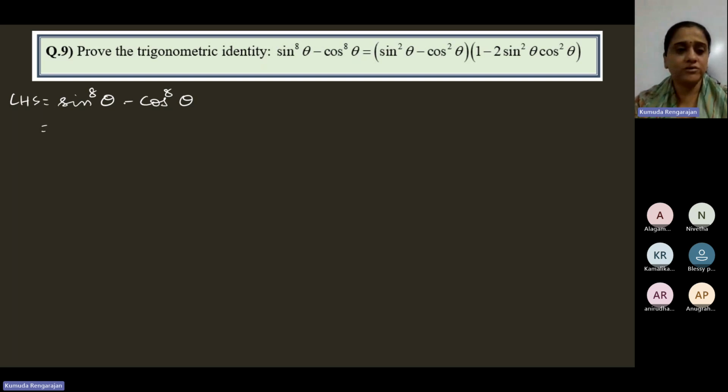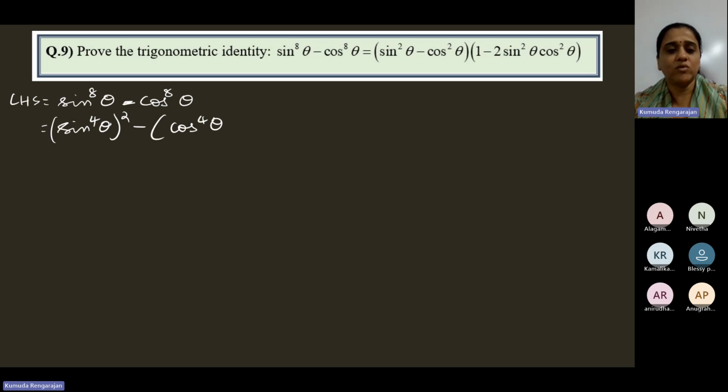So first we write it as a difference of two squares. Whenever there's a minus, we write it as a difference of two squares so that you can factorize using the identity a square minus b square is equal to a plus b into a minus b. Whenever you can write it as a difference of two squares, choose that. Now 8 can be written as 4 into 2, right? Put the 2 outside because then it will look like a difference of two squares. So write it as sine theta to the power 4 the whole square minus cos theta to the power 4 the whole square. Write it like this first.